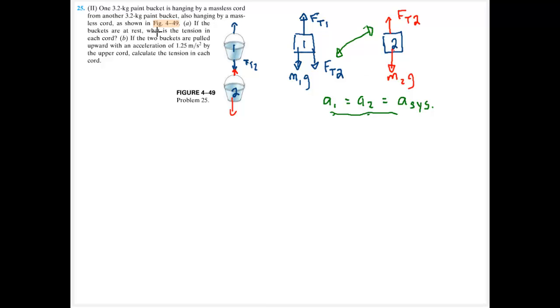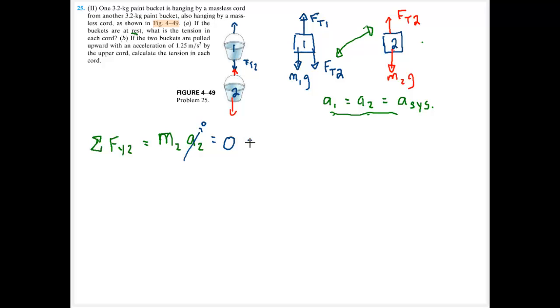So it says if the buckets are at rest, what is the tension in each cord? So the first thing that we can do is take a look at bucket number 2. It looks simpler. And if I write Newton's second law, the sum of the forces in the y direction for bucket number 2 is going to be equal to the mass of 2 multiplied by the acceleration of 2. It says if the buckets are at rest, therefore they are not accelerating, so the acceleration is equal to 0.